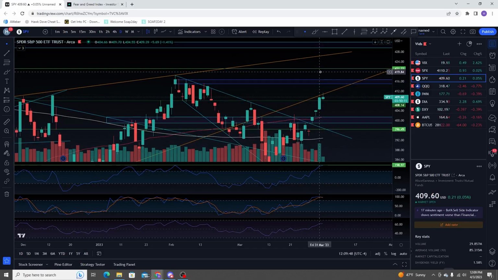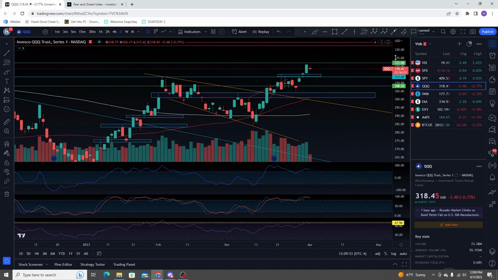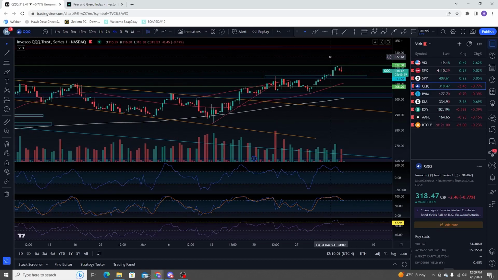I'm completely open to the possibility that we didn't just top out here. We're still going to go up, and we're going to fill this gap over here at 322.08 on QQQ. But yeah, the pullback is warranted. That is what I told you guys I was looking for. I'm not expecting it, it's just what I'm looking for. It's what I would not be surprised at all to see.